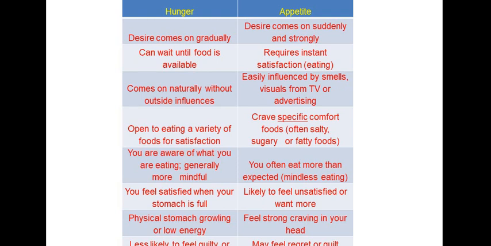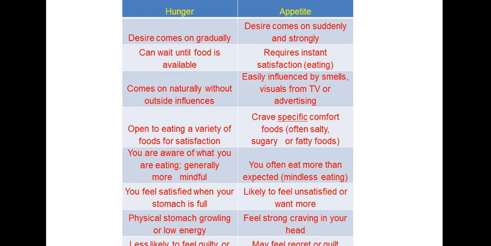In hunger, you are aware of what you are eating, generally more mindful, because you are starved. You have not got food for one or two days, or you skip one meal, you get hunger, and whatever food is provided to you, you will start eating without minding it. Whereas in appetite, you often eat more than expected.